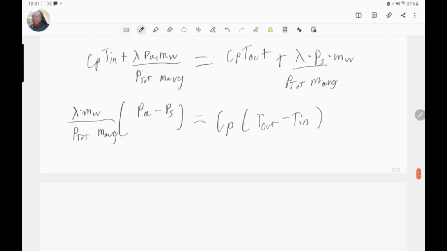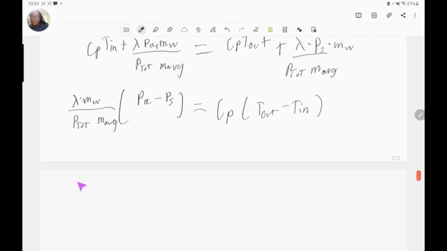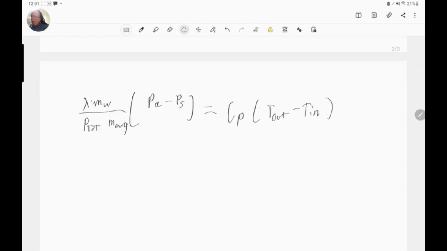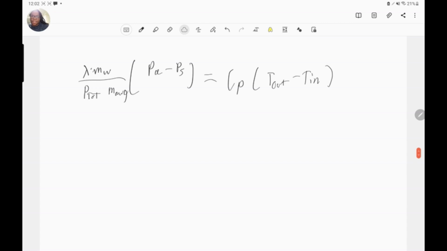And so we're going to rearrange this a bit. Let's see, we have our equation here. It's just because I was running out of space. We have our lambda, RPS.